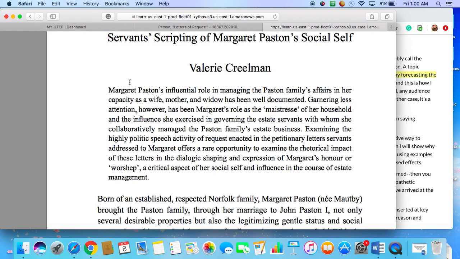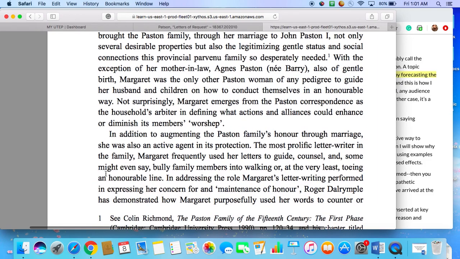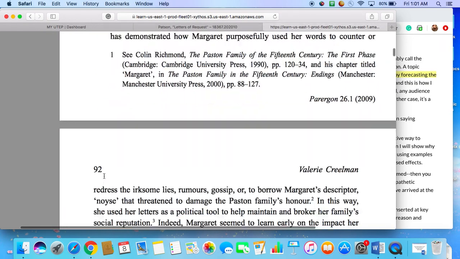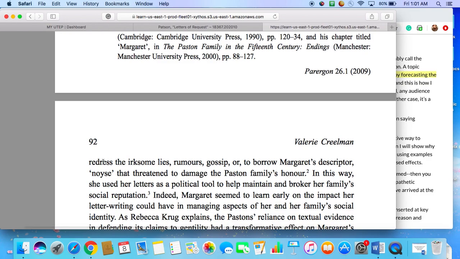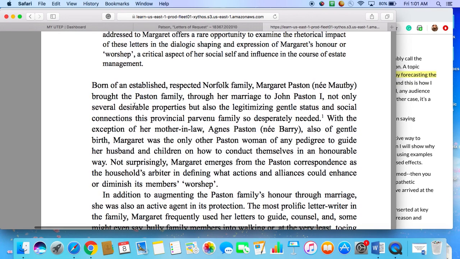So it's basically opening up by pointing out, hey, we've totally studied these letters before in the past. However, people are really missing this really interesting aspect of Margaret's life, and that was that she had power that other women during this time didn't necessarily have. So it's her hook, it makes it interesting. And then it jumps into the background information about these letters and about who has studied them. So it's giving me the background information and the major players. So I'm going to go ahead and read it.